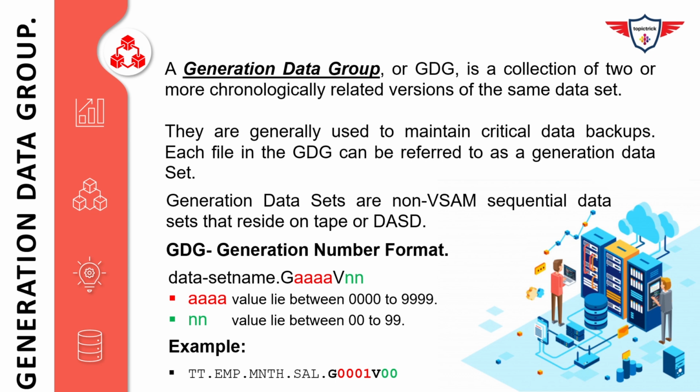Because these numbers require 9 characters including period, the dataset name of generation data group is limited to 35 characters instead of 44 characters. So here's an example of generation dataset name. So if you see, you have tt.employee.monthly.salary followed by an absolute number, then you have a version number.